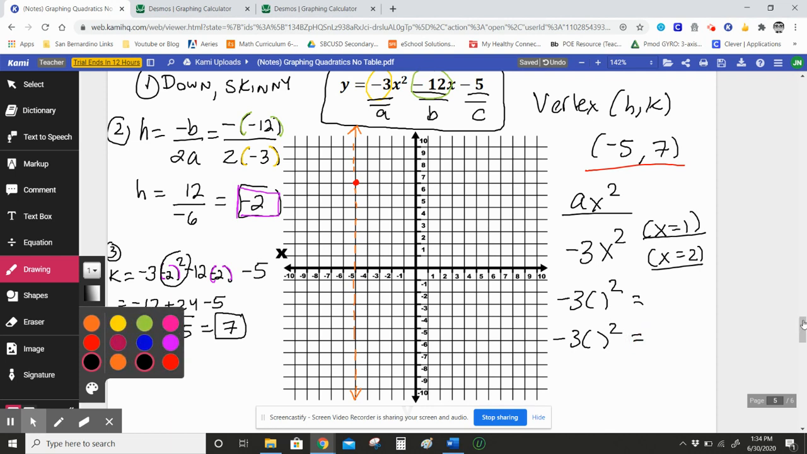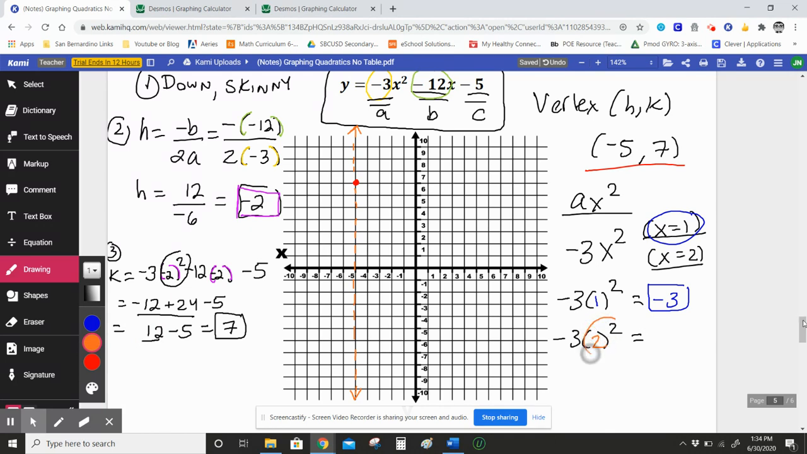All right, so what color should I pick? Doesn't matter. Let's do this one. So I'm going to plug in 1 for this one, which is going to give me a value of -3 as my final answer. I'm going to plug in 2 for this one, which is going to give me a value of -12 as my final answer. So that'll be 4 times -3 is -12.